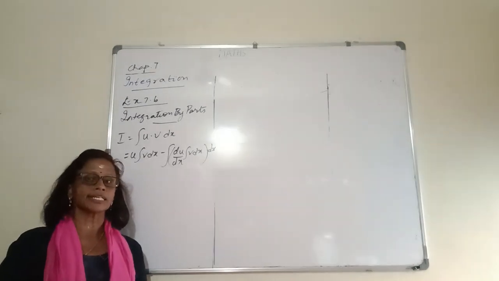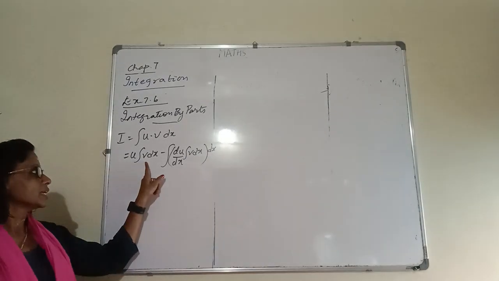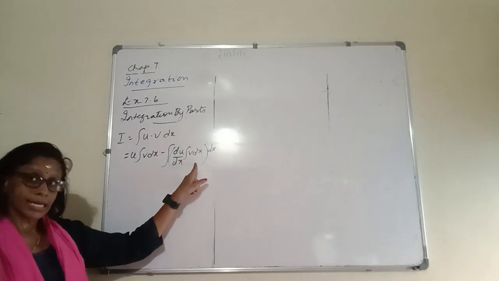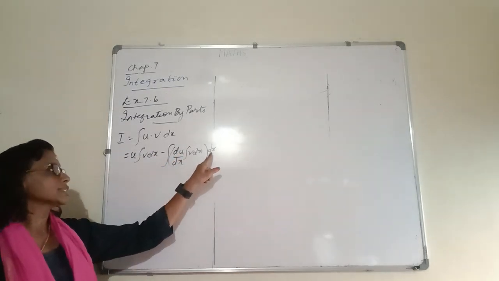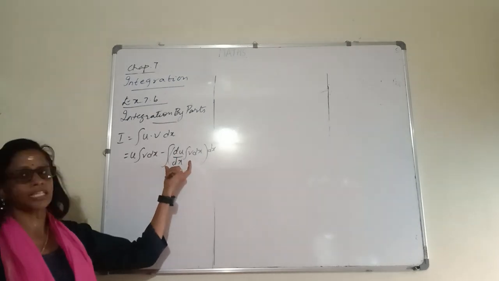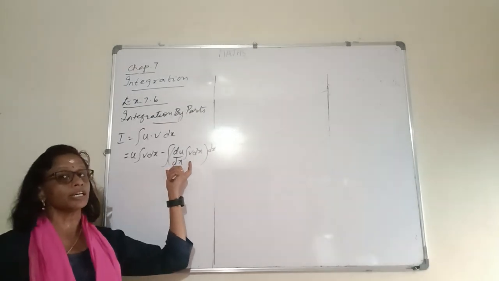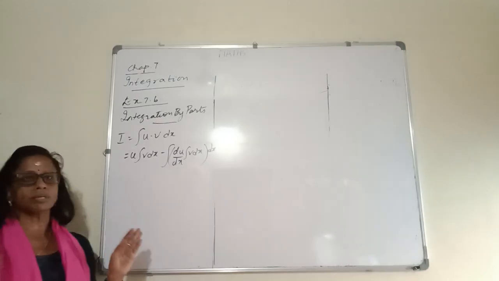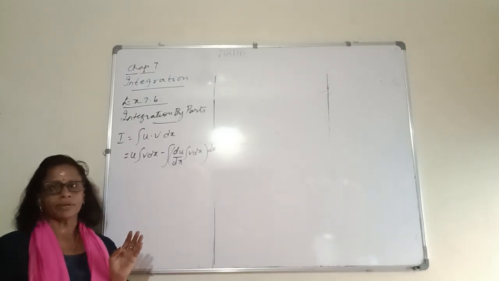Integral of uv dx is u times integral v dx minus integral of du over dx times integral of v dx, whole dx. Actually here the integration is happening two times. You have to take the integral two times to get the answer. So this is how you have to do it. So this is the formula. Of course it will make sense only when we do the problem.